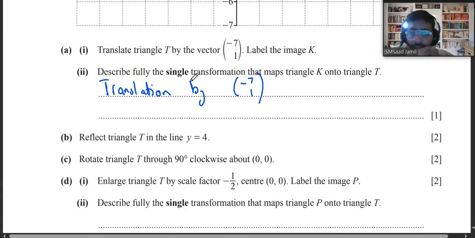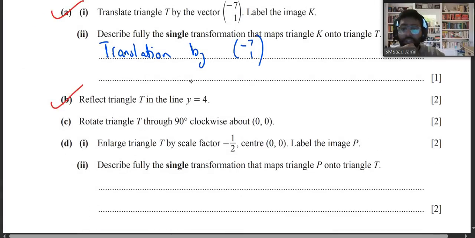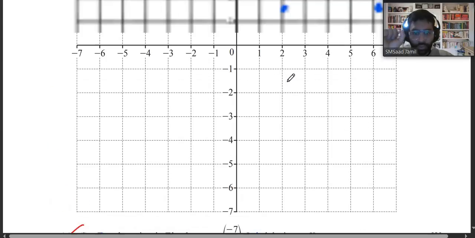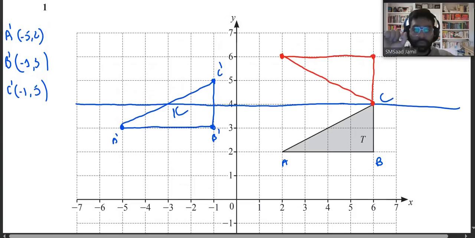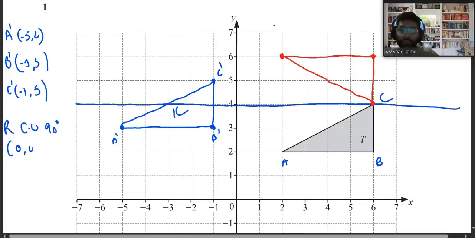Okay, we did this. Now it says rotate triangle T through 90° clockwise about (0, 0). Many teachers will say use tracing paper, stuff like that. But I'm going to tell you a very short technique or trick. This is a shortcut actually. Whenever you have a rotation clockwise 90° about (0, 0), we use this trick.